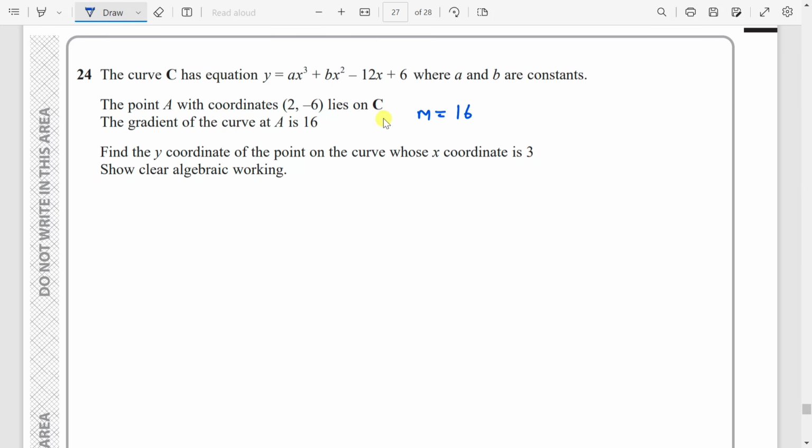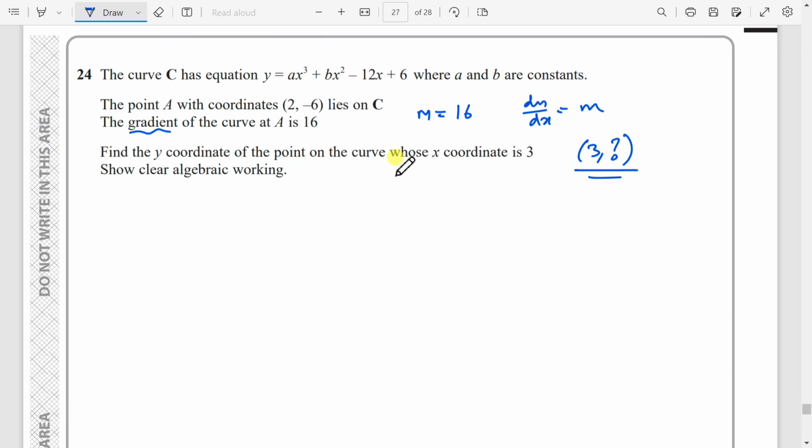Now the cool thing about this question is that you've got a cubic equation and you have a gradient, so you have to use differentiation. Because if you remember, dy over dx is literally the gradient equation. So we're definitely going to have to differentiate this. Now they want us to find the y coordinate of the point on the curve whose x coordinate is 3. So we know straight away that it's 3 and something, which is y. That's what the answer they're looking for, the y coordinate.